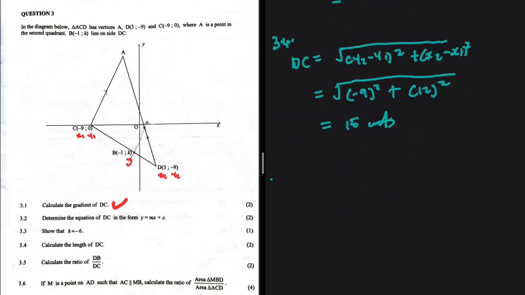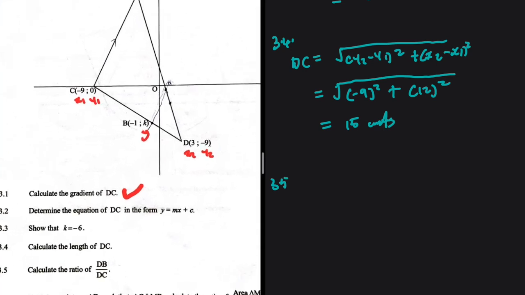And then 3.5: calculate the ratio of dB over DC. dB is a length, and DC is also a length. So how can we solve this question? The problem that we have here is that we don't have the coordinates of B. Oh, well, at this point we do, because we have the value of k. We know fully well that it is minus 6.